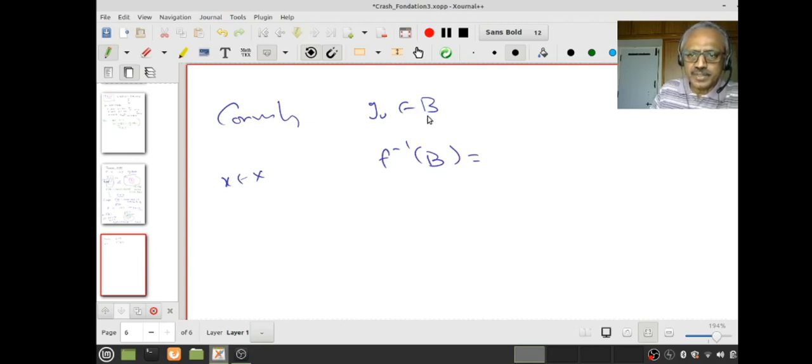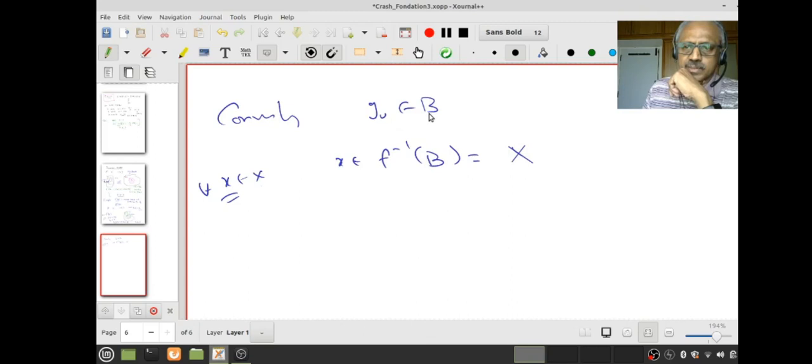Does y naught belong to B? Yes. Therefore, what does it mean? Give me any x in X. Then that x belongs to f inverse B. That is, every x belongs to f inverse B. Therefore, this means f inverse of B must be all of X. Do you follow that? Am I going too fast?